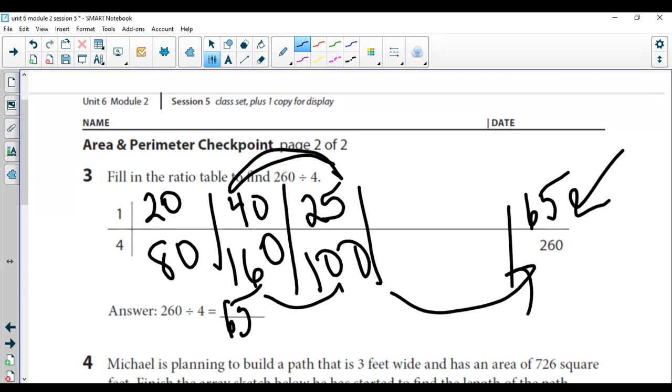You can get there however you want. My jumps might look different on the ratio table. If you can follow my work, beautiful. You're ready to move on to number 4. If it's confusing at all, go back, listen again.